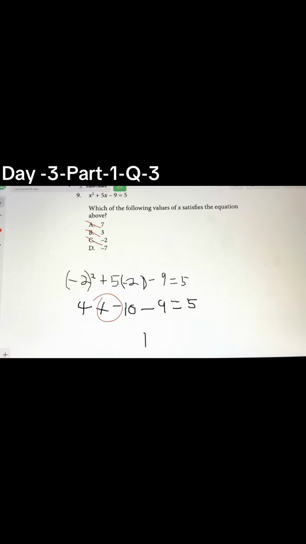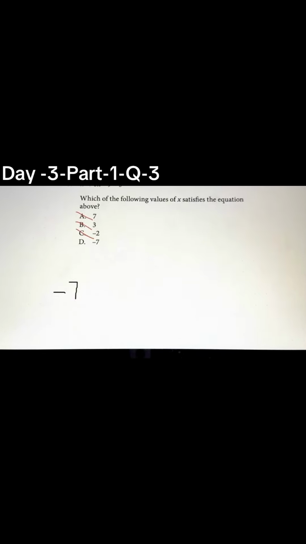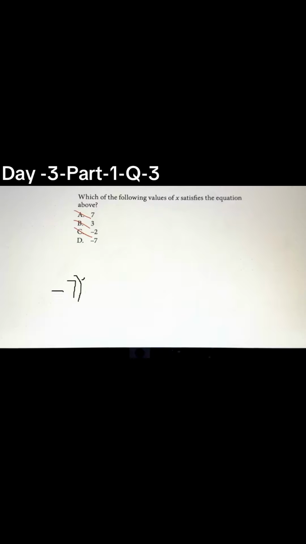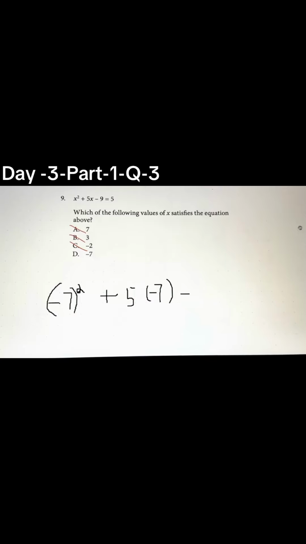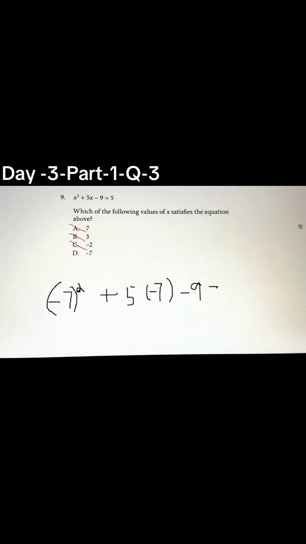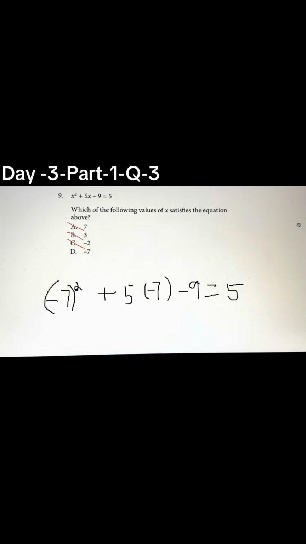Woo, gone. I sure hope it's D. Let's plug in that negative 7 for X and see what happens. Make sure that negative 7 is in parentheses. You can really never have too many parentheses, I've found, especially when you're plugging stuff in. Okay, good. This is looking promising.